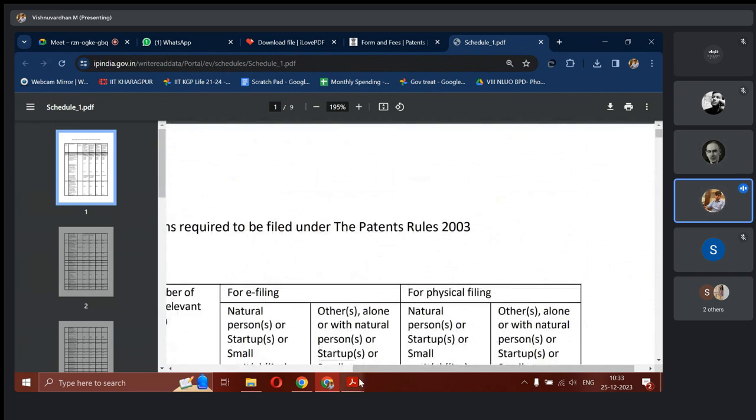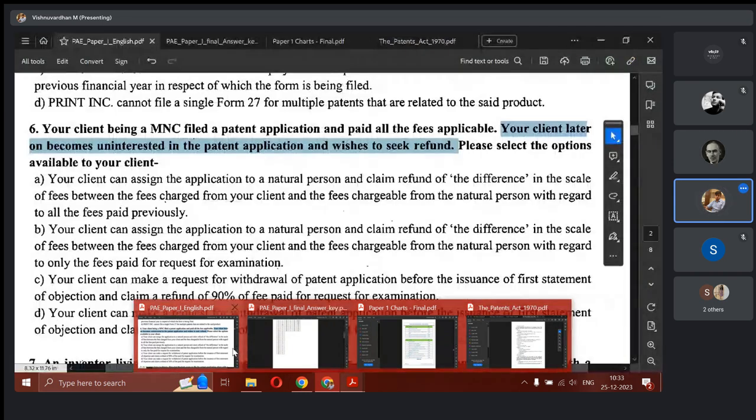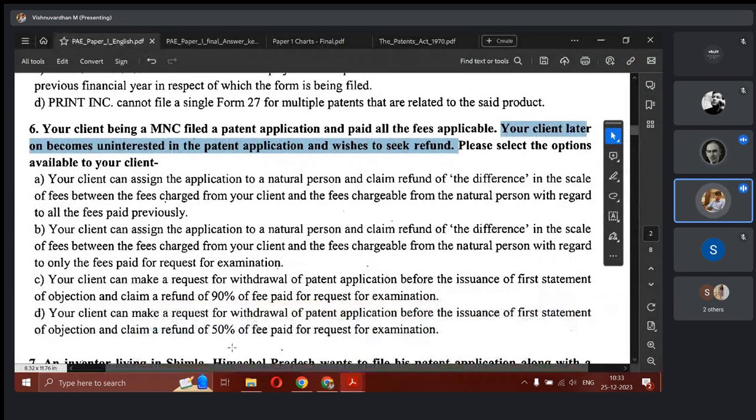But in general, there is a different fee that you pay for a natural person, as in a single person filing a patent, an educational institution, and lastly, when a large company, a multinational company, files a patent.